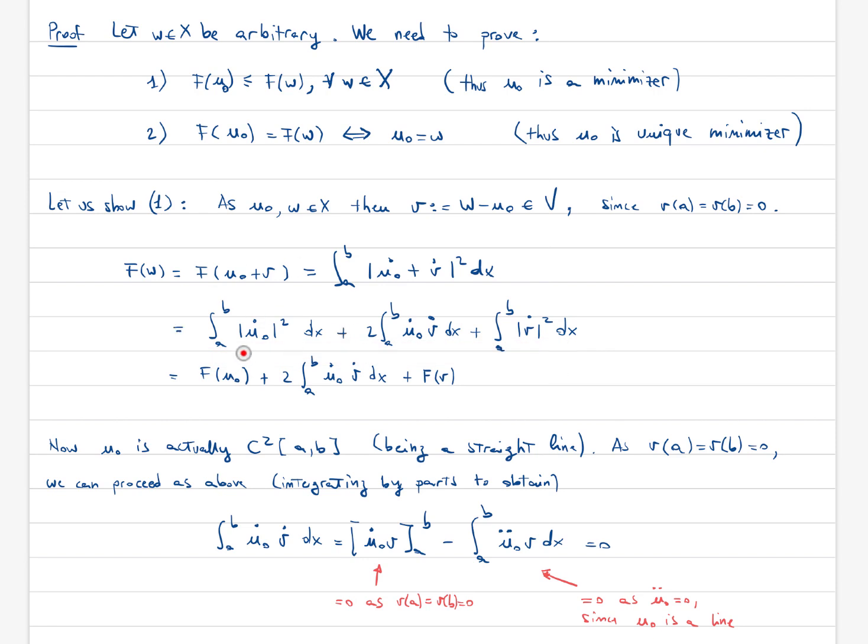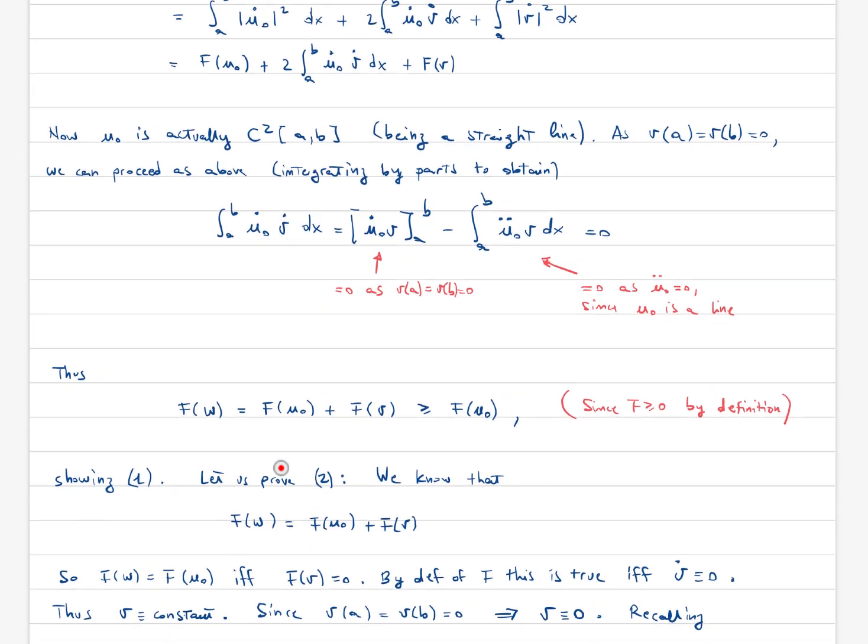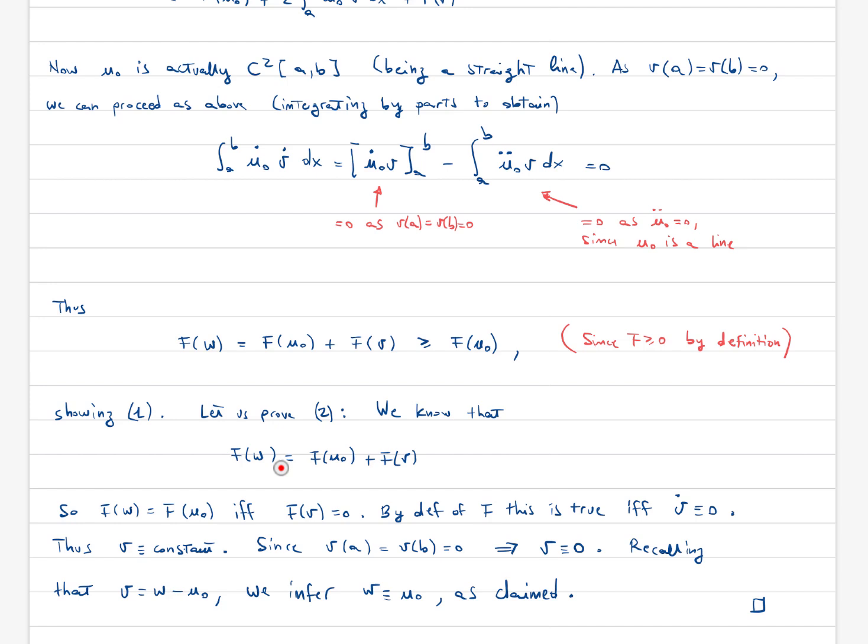and then we notice that this first term is just f of u0, and this last term is just f of v. So we end up with this extra term here. So the energy, basically f is not linear, of course, so you end up with this extra term. And now, since u0 is actually C2, because it's a straight line, so now this is not an assumption, it is true.